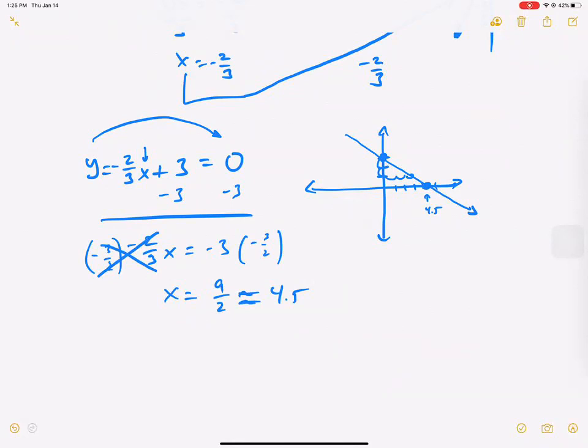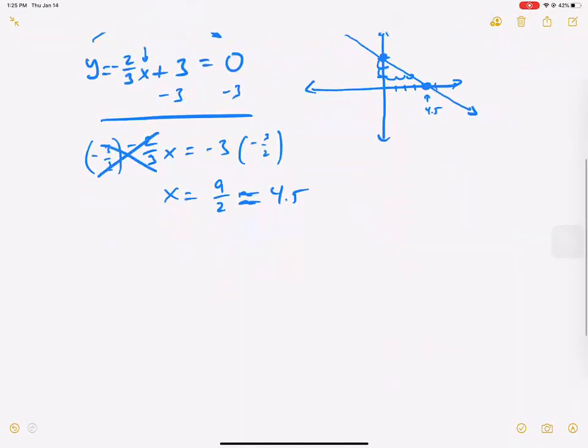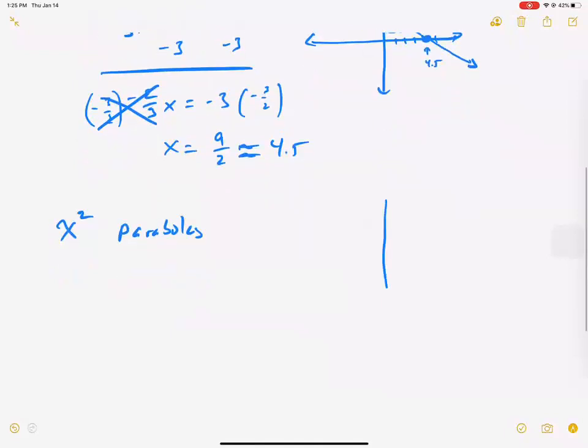Now, let's kick it up a notch, because lines are pretty easy. Now, if I gave you guys a graph that looks like a parabola, let's deal with x squared problems now, parabolas. Let's say the parabola looks like this. Negative 1, 1, 2, 3. This would be an x squared graph.